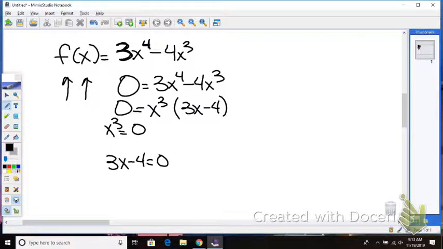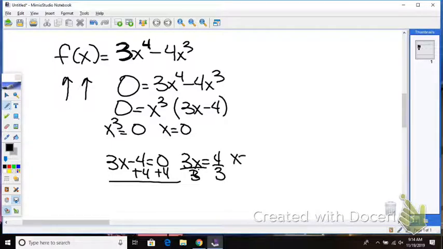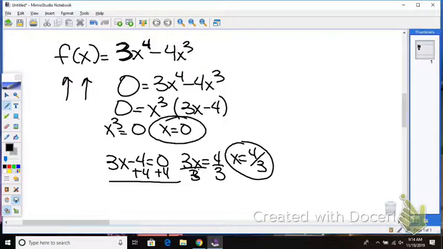So x to the 3rd equals 0 is x equals 0 with a multiplicity of 3. But I told you don't have to worry about multiplicities of 3. Those just still go through. Okay? And then this one I have to add my 4 over. So I have 3x equals 4. So x equals 4/3, or 1 1/3. So here are my zeros. I just solved for a multiplicity of 3. Well, you probably should write multiplicity of 3, but it's not going to change your graph.